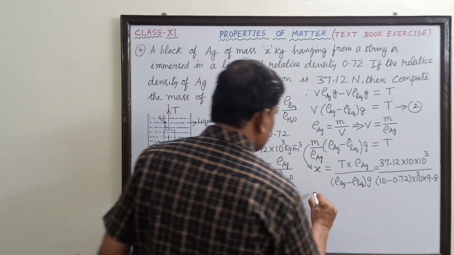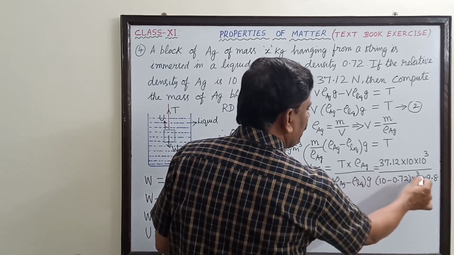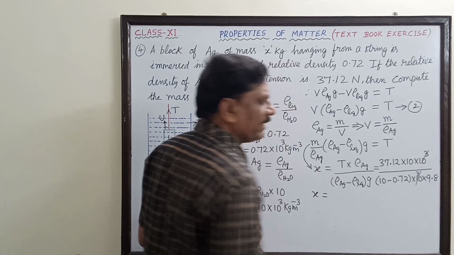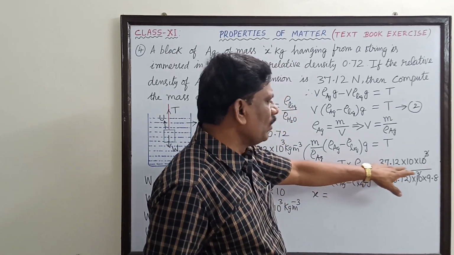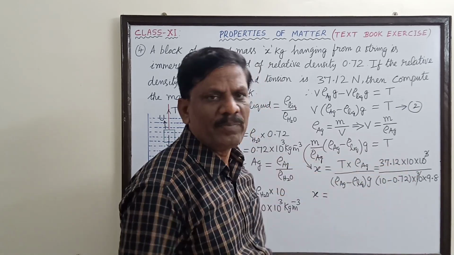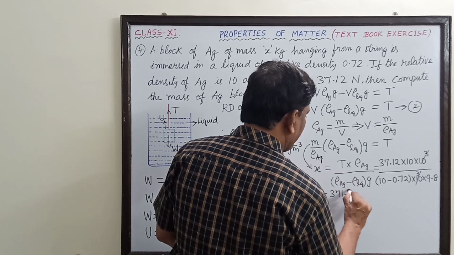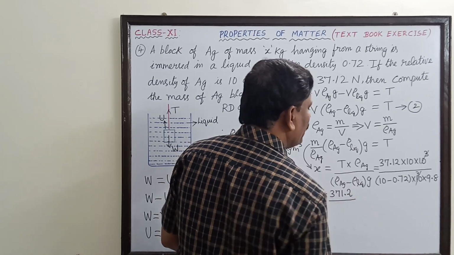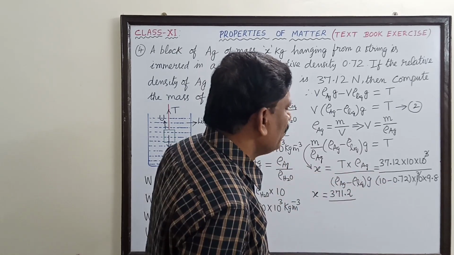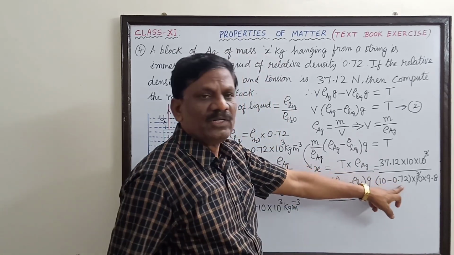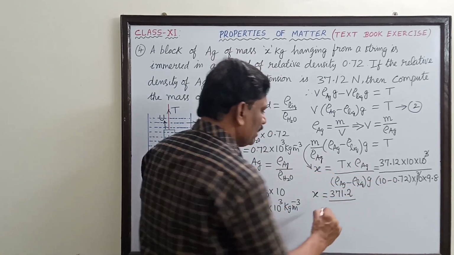So X is now equal to 37.12, and this 10 power 3 and 10 power 3 can be cancelled. Now the numerator 37.12 into 10 is 371.2. So this is equal to 371.2 divided by (10 minus 0.72). Since 0.72 is less than 1, this must be 9.28, is it not?